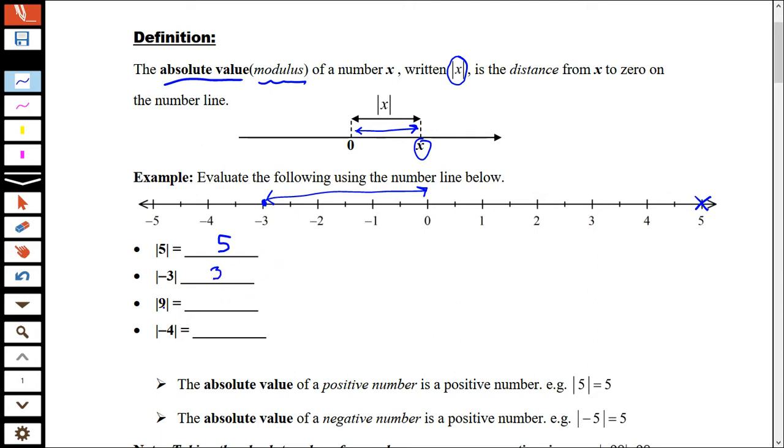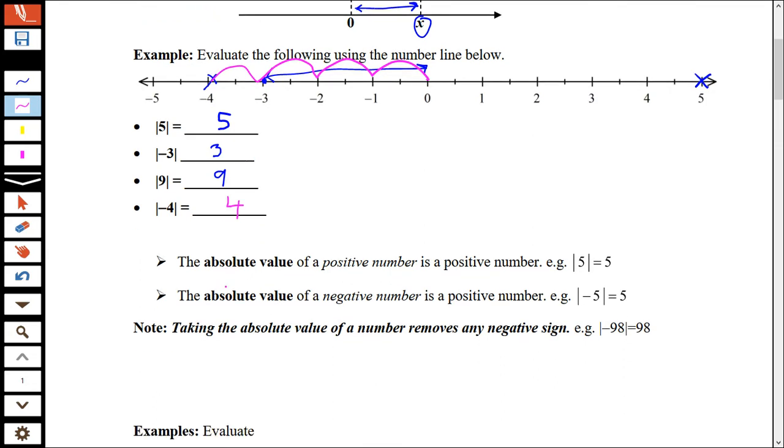What about the absolute value of 9? Well, how far is 9 from 0? Oh, 9 units. Last of all, absolute value of minus 4. Well, minus 4 is here. How far is minus 4 from 0? Well, it's 4 units, isn't it? 1, 2, 3, 4. So the absolute value of minus 4 is 4, because minus 4 is a distance of 4 units from 0. So just think of absolute value as a distance. It's the distance of a number from 0 on the number line.